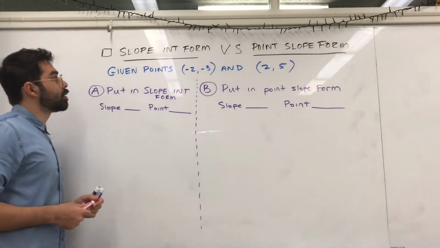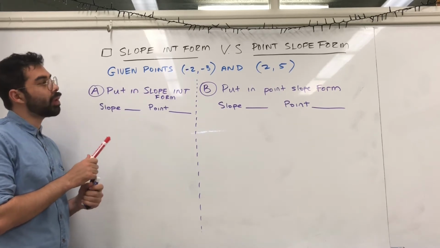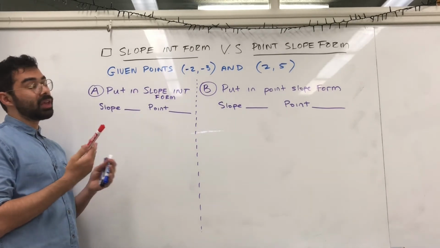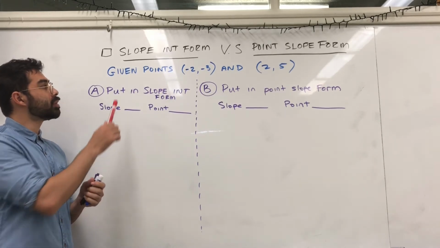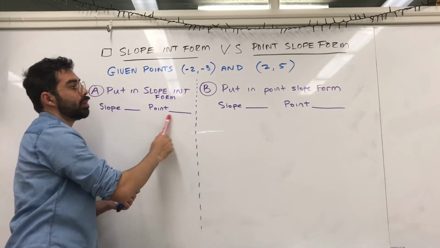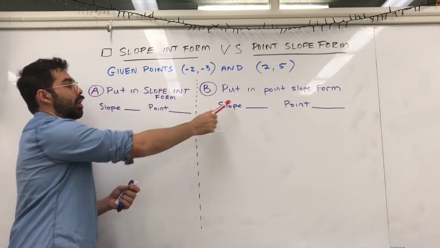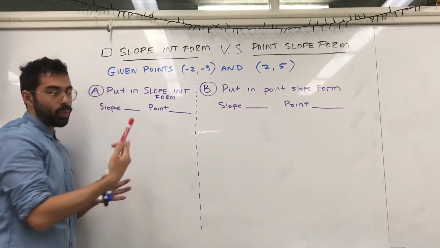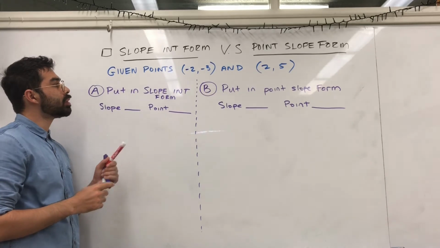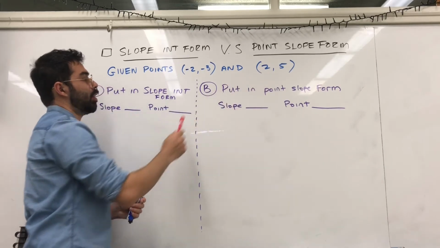All right, in this next exercise, I'm going to go over slope-intercept form versus point-slope form, and I'll note down the difference between the two. They're just different ways of saying the same equation. In this exercise, I'm going to use this point and this point for both methods. I'm going to put one in slope-intercept form and one in point-slope form, but we'll still end up with the same answer on each side. Our points are -2, -3, and 2, 5.